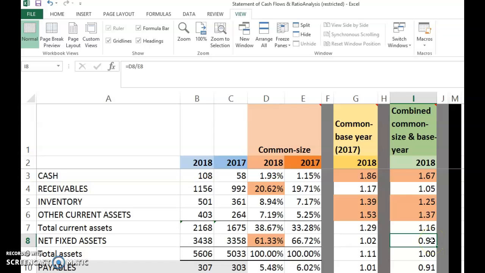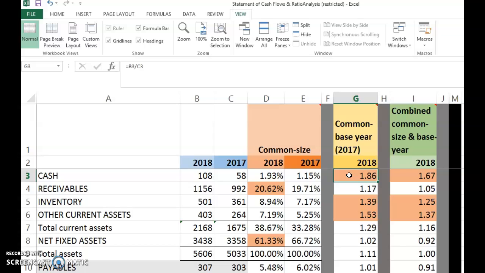0.92 means the net fixed assets as a proportion of total assets is lower than the net fixed assets as a proportion of total assets in the base year, which is 2017. Again, note that this and this, they are different. Here it indicates the balance sheet item as a multiple of the value of the item in 2017. So it is absolute value.